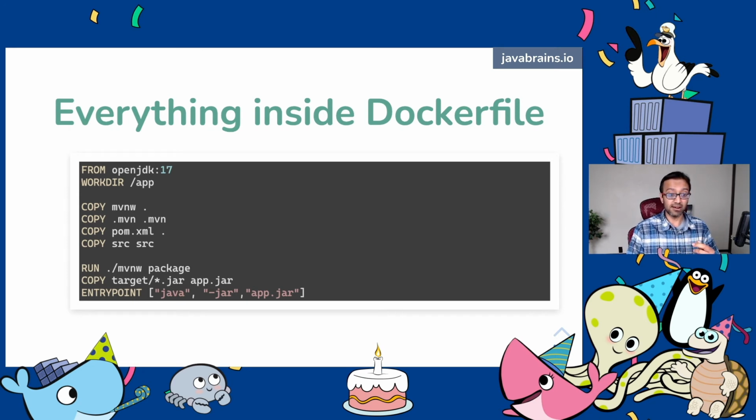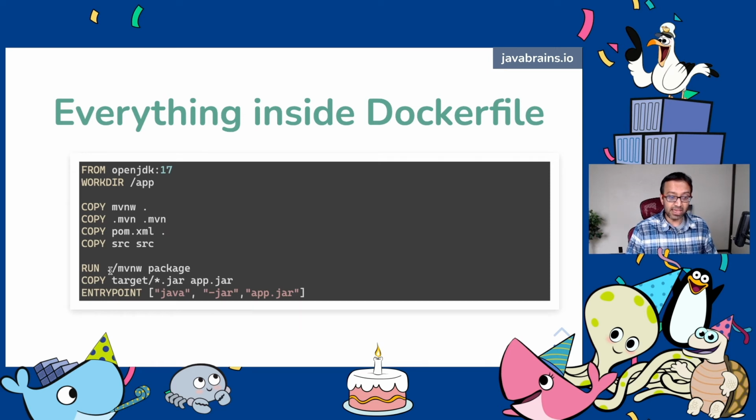Okay, what am I doing here? I have a from OpenJDK 17, just like before. But now I'm not assuming that the Maven command has run and a jar file created, okay? So I am choosing a workdir as /app, right? All the commands further on are going to run in this app directory. And now I'm copying all the necessary files for Spring Boot, right? I'm essentially copying the Spring Boot project inside that container.